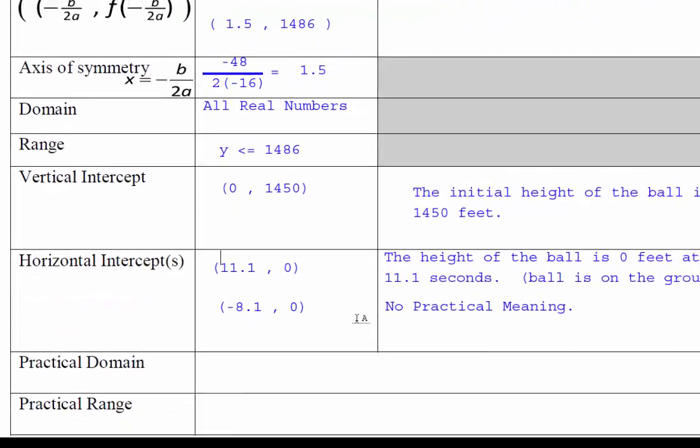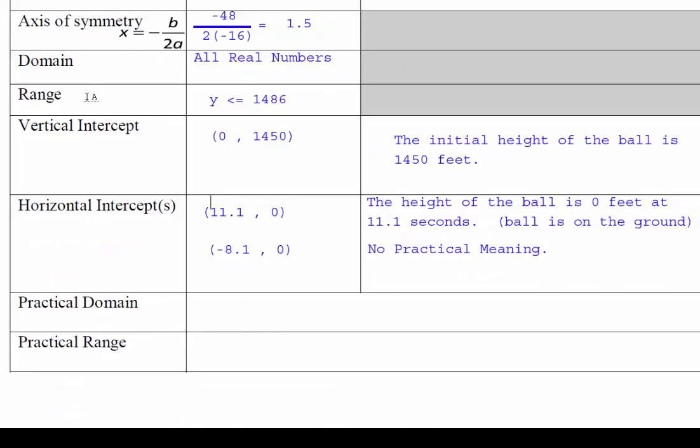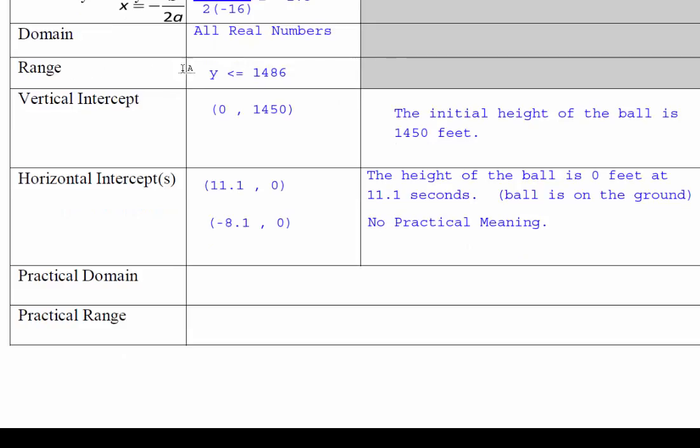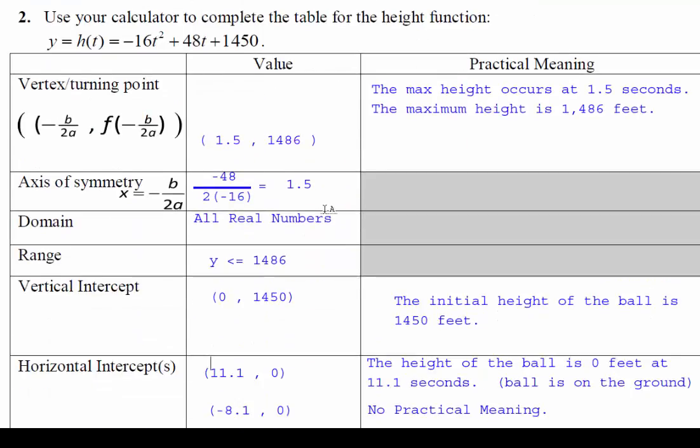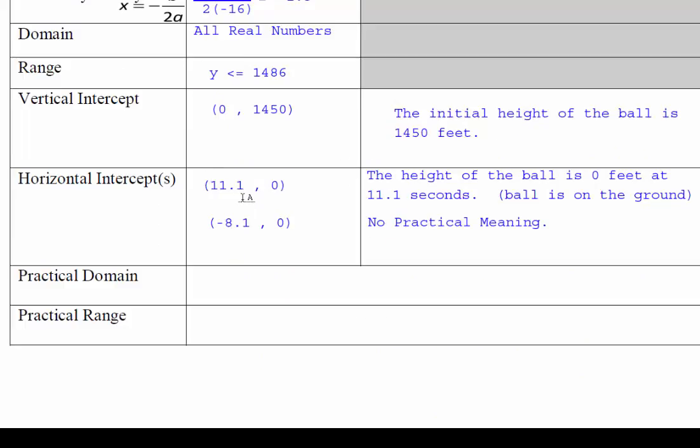The last part is the practical domain and range. So we've already determined the domain and the range. Practical domain. Right, well, the domain is all real numbers, meaning the value of x, or the value of t in this case, our input, can be any number. But practically speaking, time 0 is when I'm on top of the building, and this horizontal intercept, which we found to be 11.1, is when the ball hits the ground, right? The ball is only in the air for about 11.1 seconds, right? Because at 11.1 seconds, the position or the height of the ball is 0.